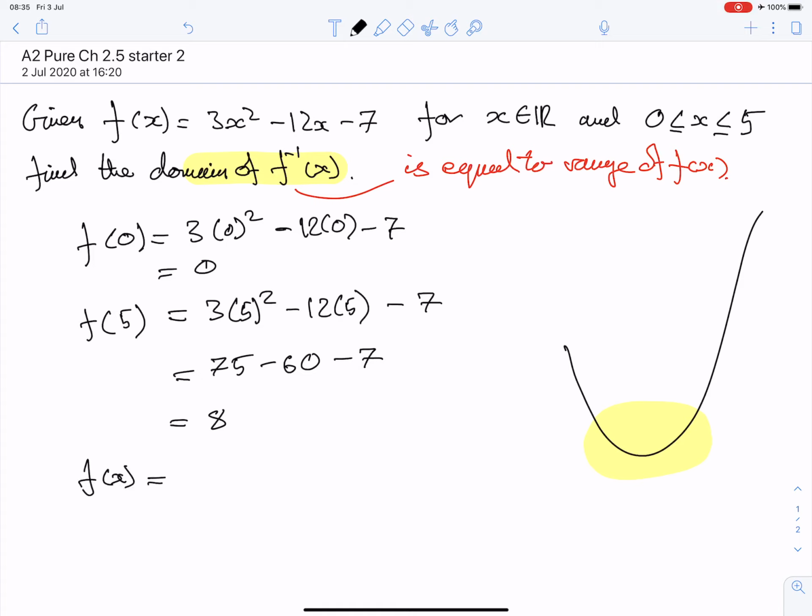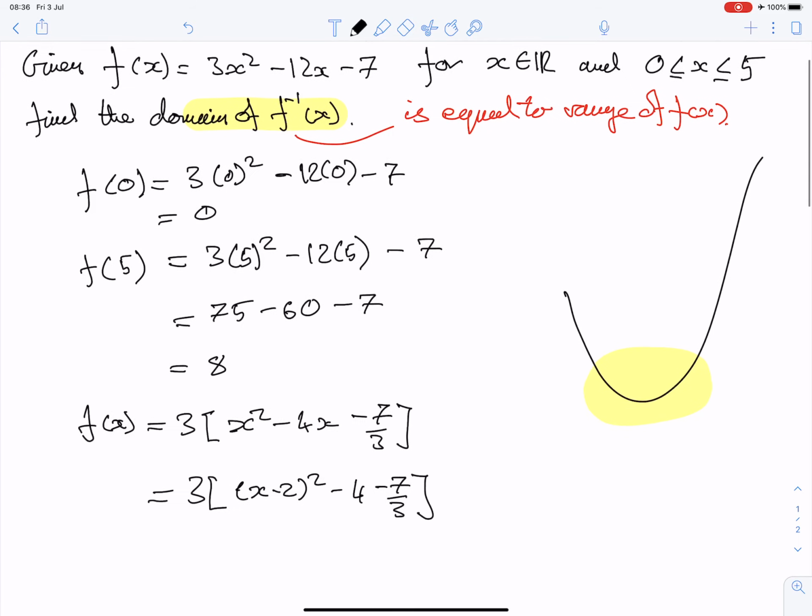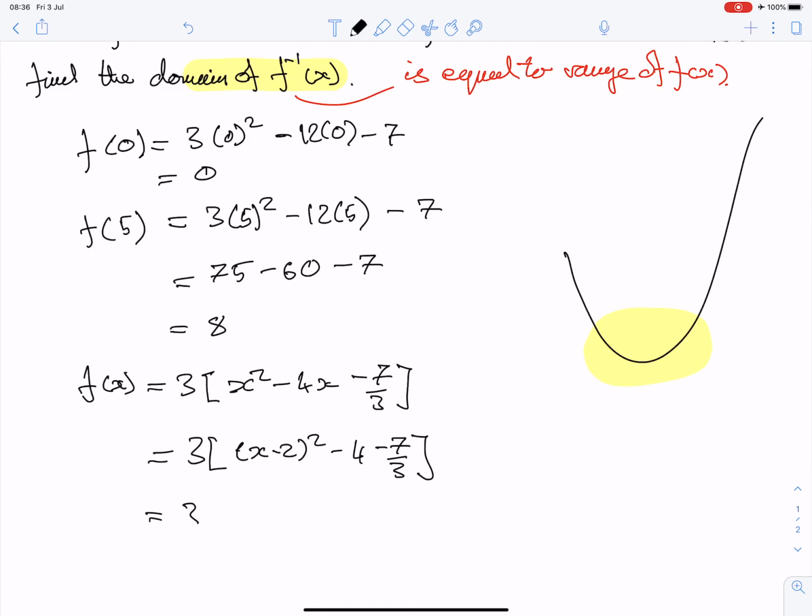f of x, take out 3 as a factor, leaves x squared minus 4x minus 7 over 3. Complete the square on the bracket, so x minus 2 squared minus 4 minus 7 over 3. Multiply through by the 3: 3 lots of x minus 2 squared minus 12 minus 7 gives us 3 lots of x minus 2 squared minus 19. You can use the grid or whichever method you find easiest for completing the square.